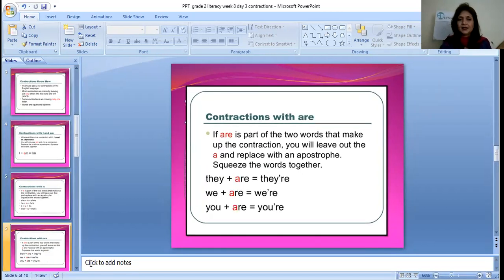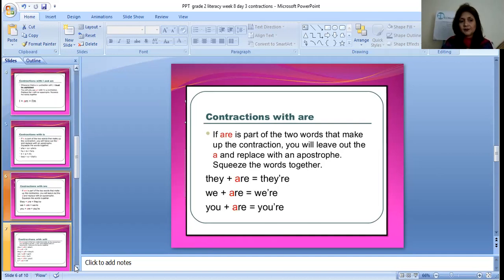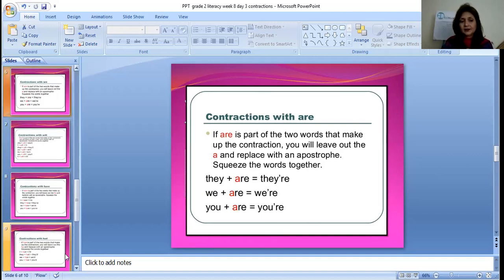Understood? In the same way, if are is part of two words that make up the contraction, you will leave out the A and replace it with an apostrophe and squeeze them together. They plus are, they're. We plus are, we're. You plus are, you're. And remember how these words are written. How you're is written. You plus are. After you there is an apostrophe and then re. Understood? Okay.